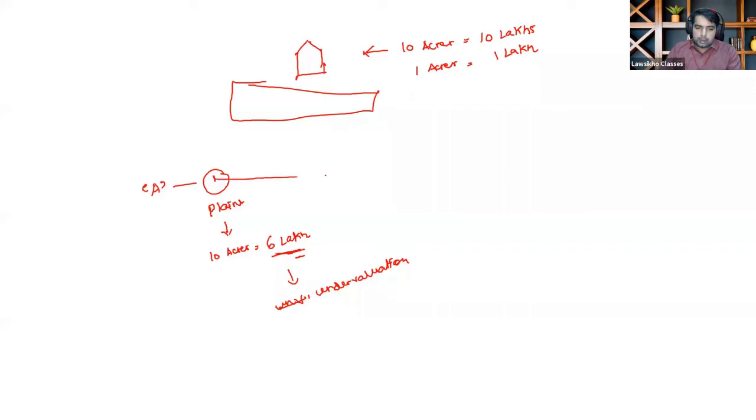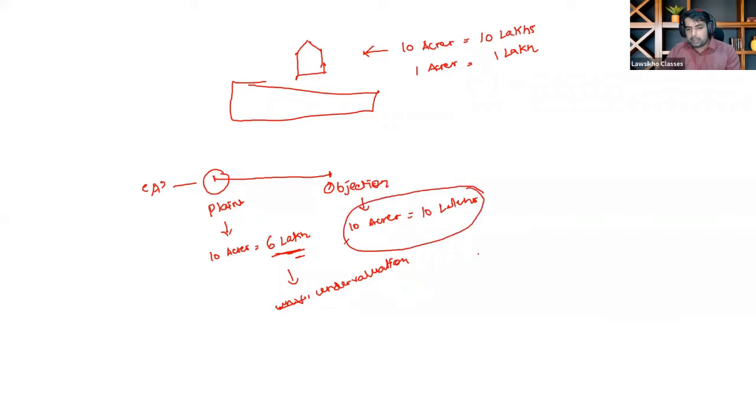Somewhere an objection is raised by the officer. Officer says that, boss, this 10 acres is not of 6 lakhs, but it is of 10 lakhs. So this is the objection. Please change this. Please correct this. Okay, this is the objection that is raised.